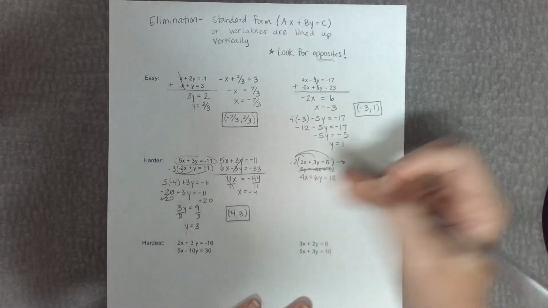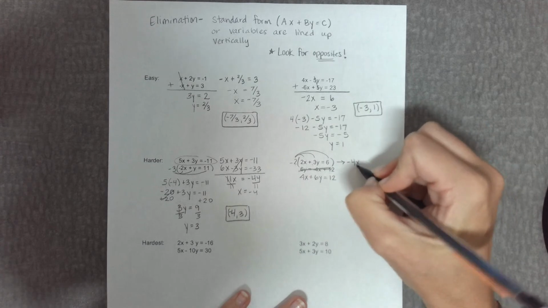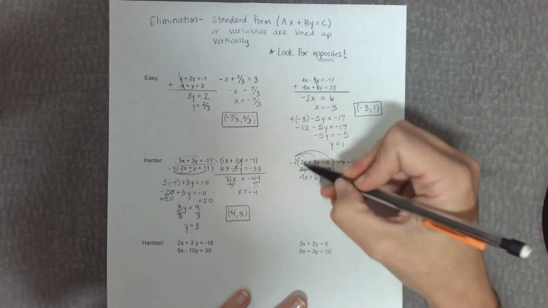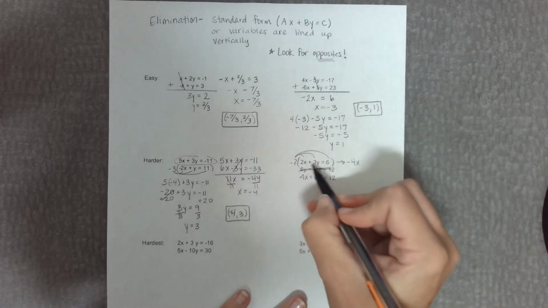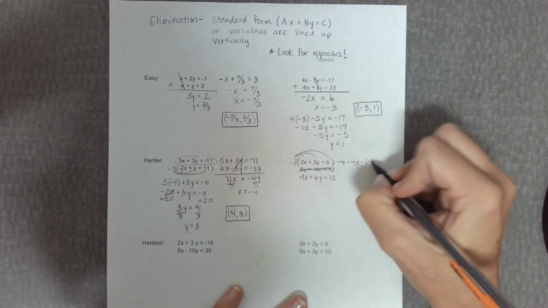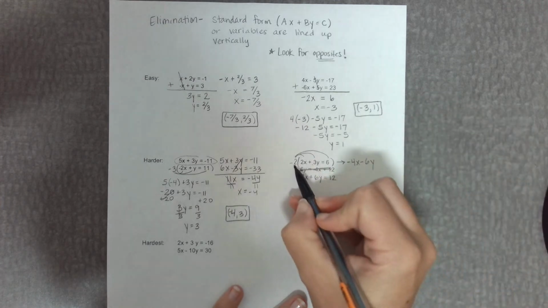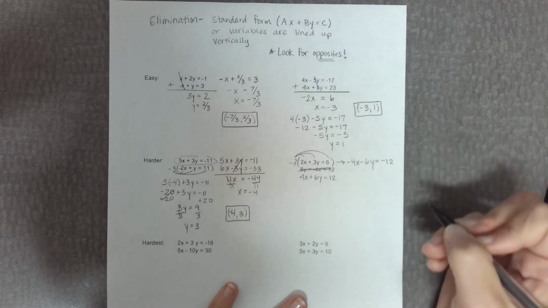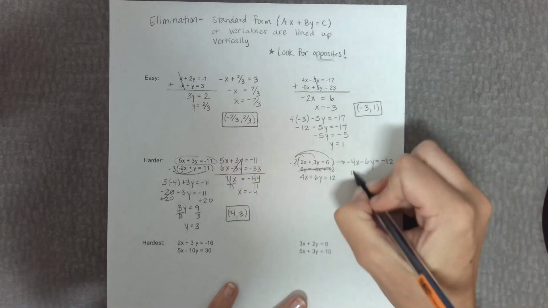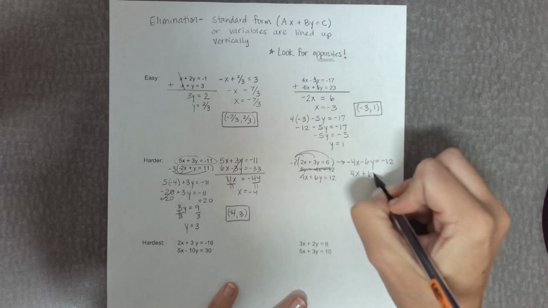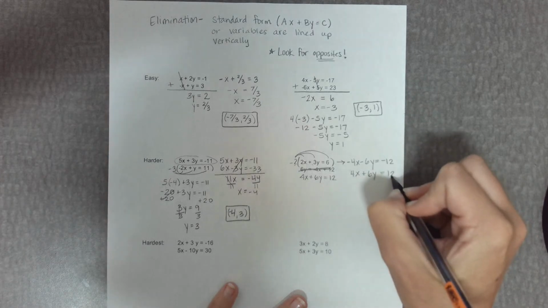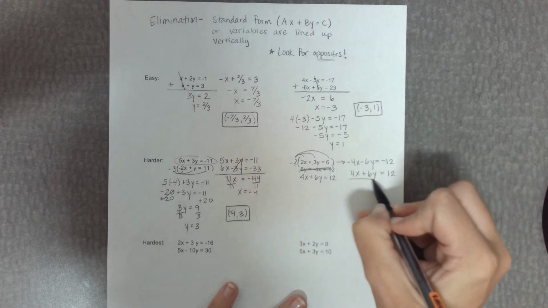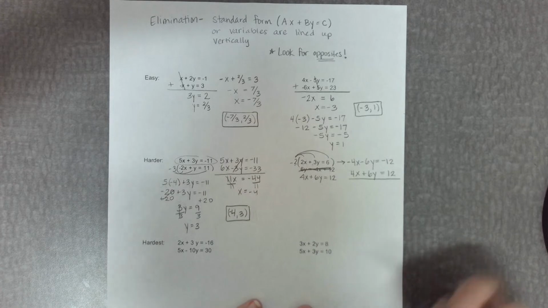So we're creating a -4 on our x to make opposites right here. That's going to give us a -6 on our y. And that's going to give us a -12 for the constant. And then our bottom equation stays the same. And now we're ready to add.